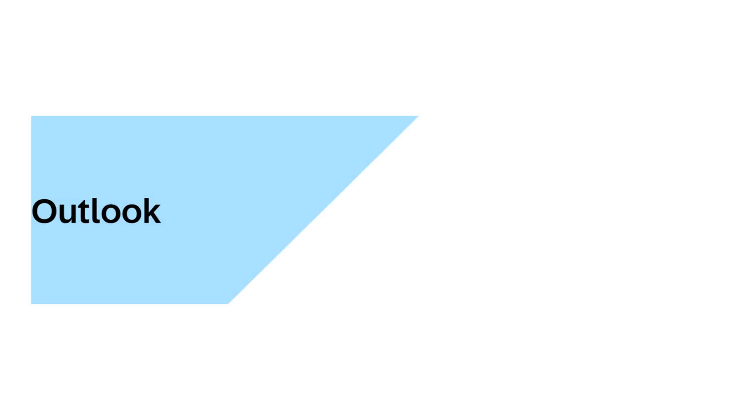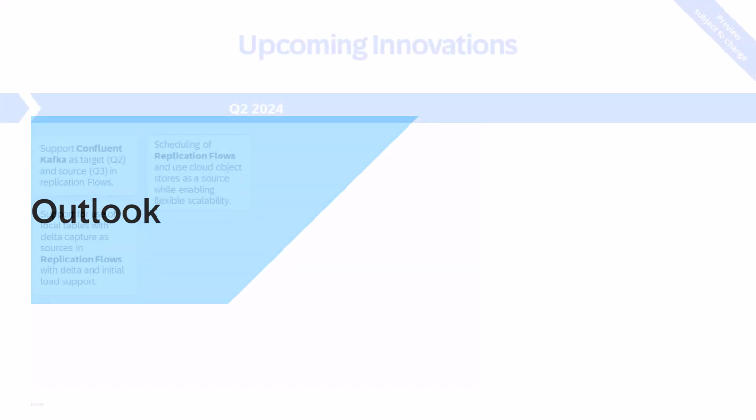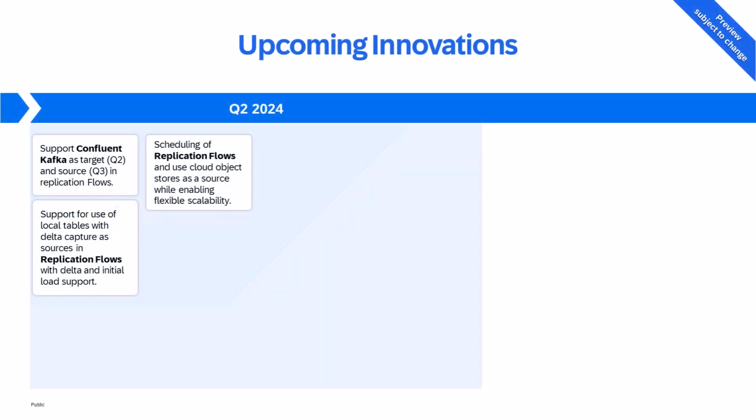So as promised at the beginning, we will also take a look forward. So looking at future developments we're currently planning or developing for the next quarters. If we look at the first features here, we have Confluent Kafka as a specific version of the Apache Kafka connector planned for Q2. So first as a target that will hopefully come very soon, and then later in Q3 we plan that Confluent Kafka connection to be also available as a source for replication flows.